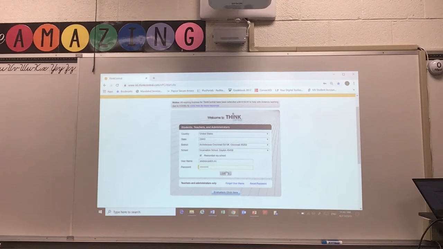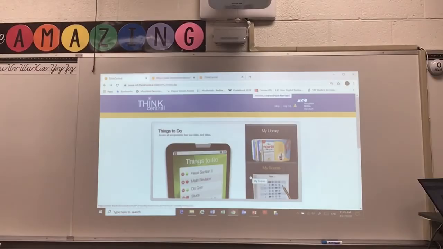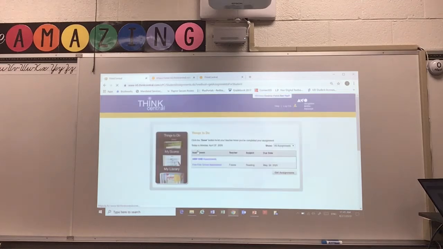Once I've got that in, and you can't see it unfortunately, you can click log in. It's going to sign me in as Andrew. Now, it might ask you if you want to save your passwords. All right, so I'm logged in as Andrew Patch, and you can see up here it says Andrew Patch. Then what you're going to do is click Things to Do. You can click up here, Things to Do, or you can click here, Things to Do. So I'm going to click there.